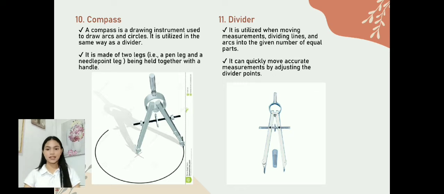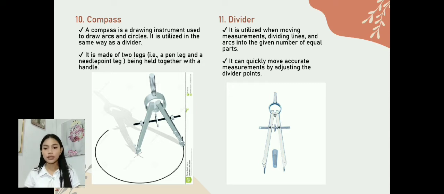Next, compass. A compass is a drawing instrument used to draw arcs and circles. It is utilized in the same way as a divider, as seen in the PowerPoint. It is made of two legs, example a pen leg and a needle point leg, being held together with a handle.